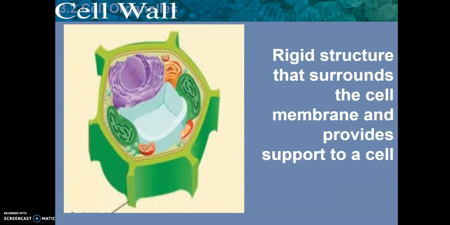The next cell boundary is the cell wall, and you're going to find this cell wall not in animal cells, but in plant cells only. This cell wall lies external to the cell membrane, and it provides extra support for a plant cell. What provides that is the cellulose that we talked about earlier, that large carbohydrate, that polysaccharide that we are unable to digest.